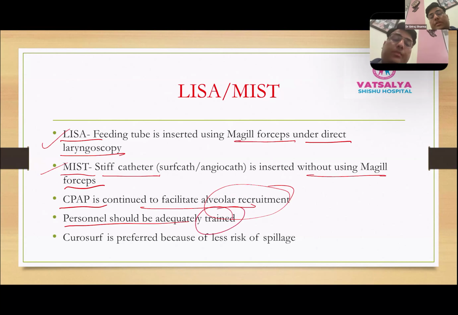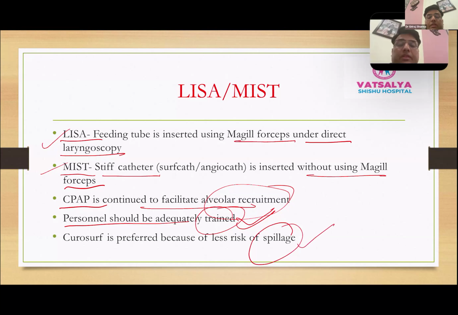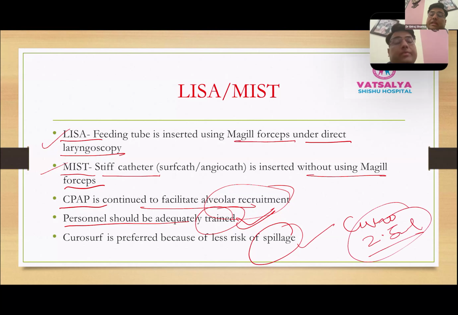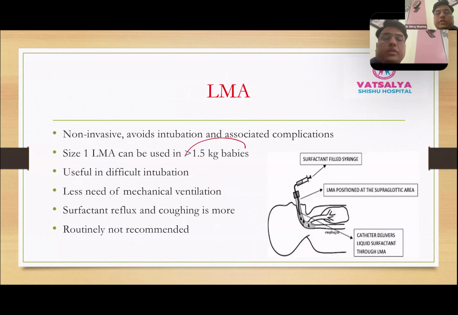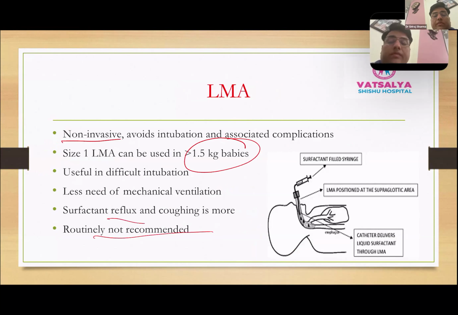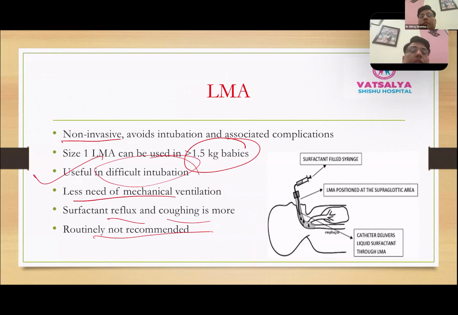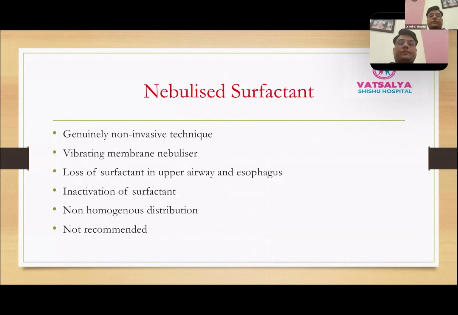Here we need trained personnel, because the person should be trained so that the catheter does not go into the esophagus. Here there is some risk of spillage. So we can use Curosurf, because here the quantity will be less, 2.5 ml per kg, so the spillage risk will be less. LMA we can use in babies more than 1 kg or more than 1.5 kg because it's a slightly non-invasive method, but it's not routinely recommended. There will be a risk of reflux and coughing. Sometimes we can use it if there is difficulty in intubation, in difficult intubation situations.